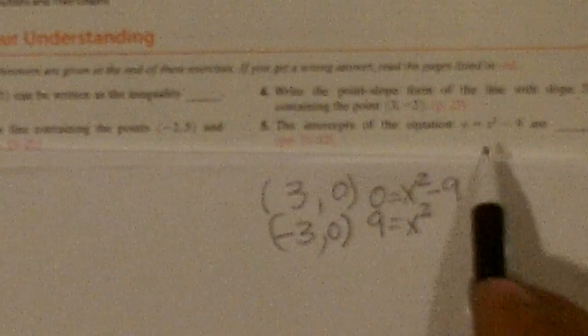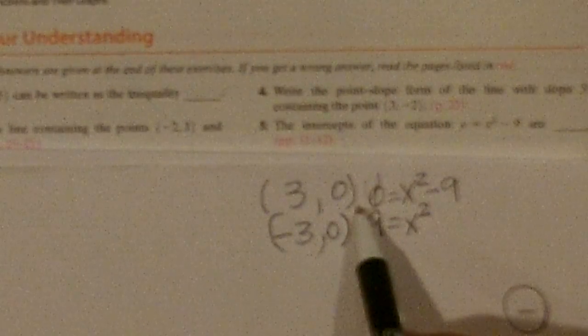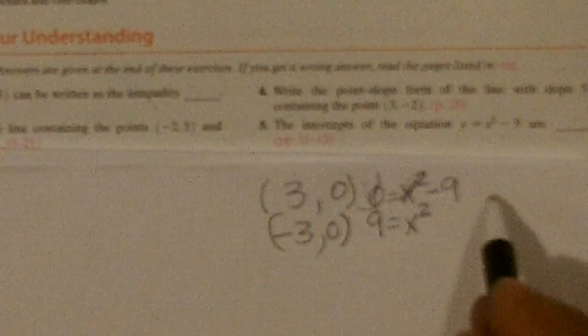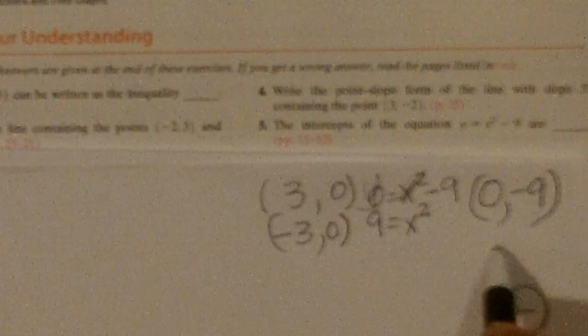To find the y-intercept, I put 0 in for the x and leave the y. So that would wipe this out, and it says y would be minus 9. So when x is 0, y is minus 9. And there's the y-intercept. 2 x-intercepts and 1 y-intercept. And number 6.